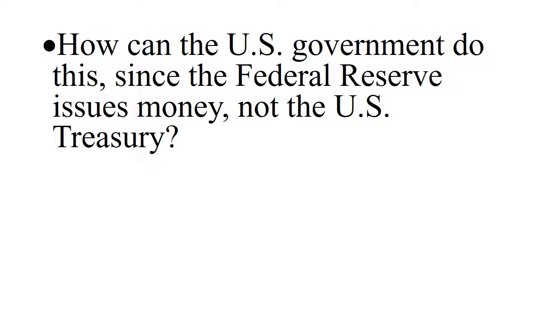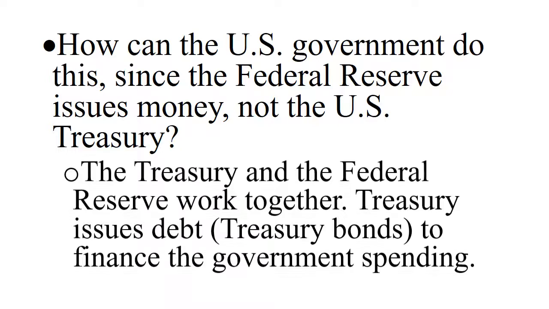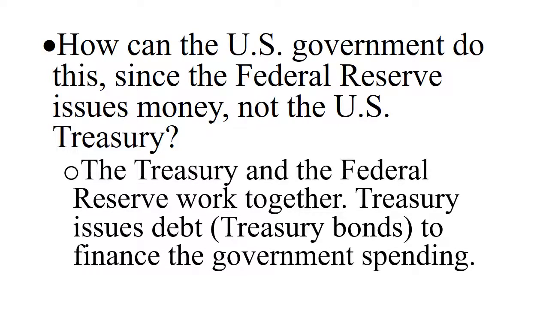Our question is, how can the U.S. government be accused of printing money to pay off deficits or the debt, since the Federal Reserve is in charge of issuing or printing money, not the U.S. Treasury? So what does the U.S. Treasury have power over? The Treasury Department and the Federal Reserve do work together. The Treasury Department is directly under government control. The Federal Reserve is not.